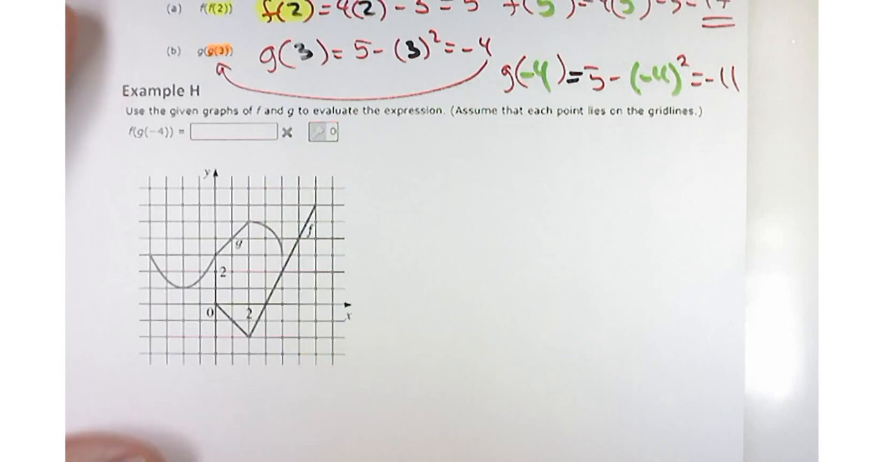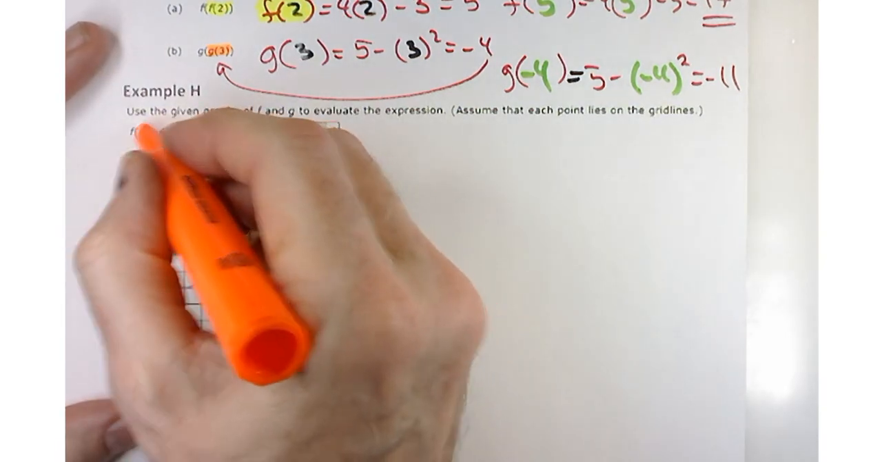Example H. These were my favorite during the pandemic because Photomath couldn't solve these things. So it's kind of nice. Yeah, I know. I think ChatGPT would struggle on this one too. Not sure, but you can try it out and let me know. Get back to me.